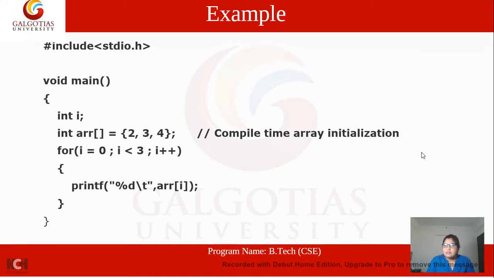So this is compile time array initialization, and further in this program, through the loop we try to access all index values and print them. So we started with the array index I from 0 to less than 3.